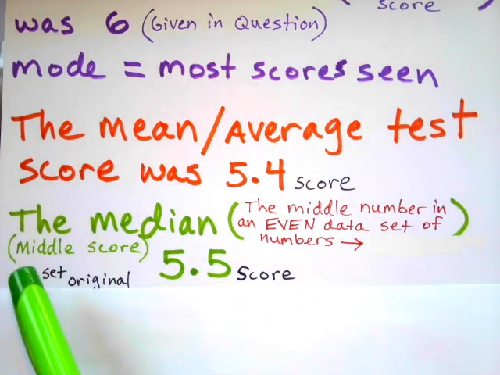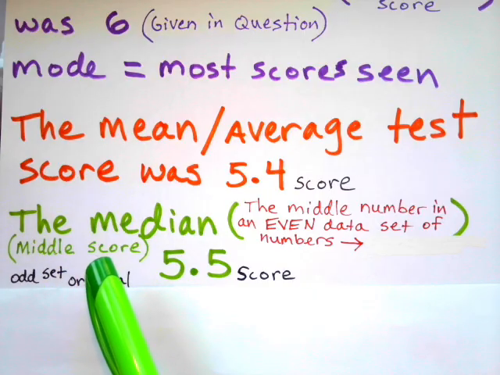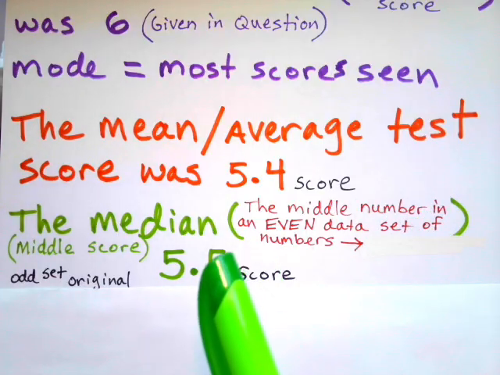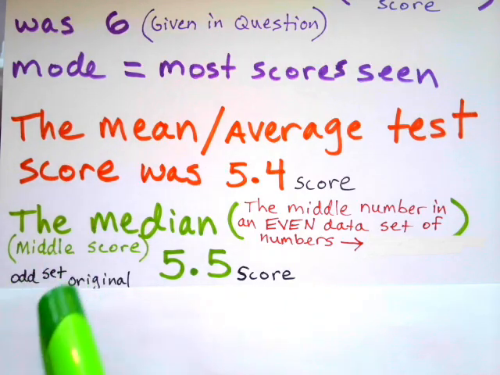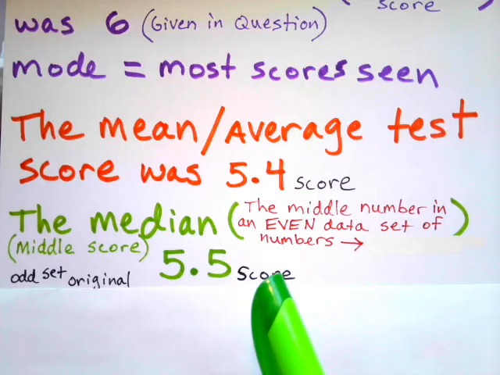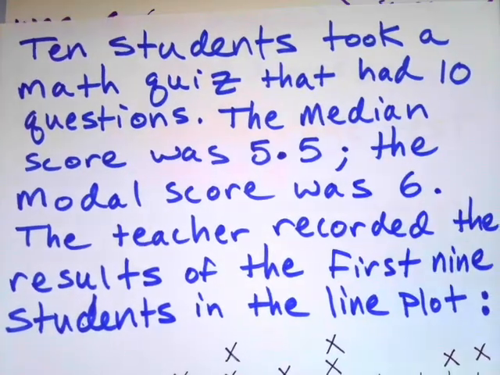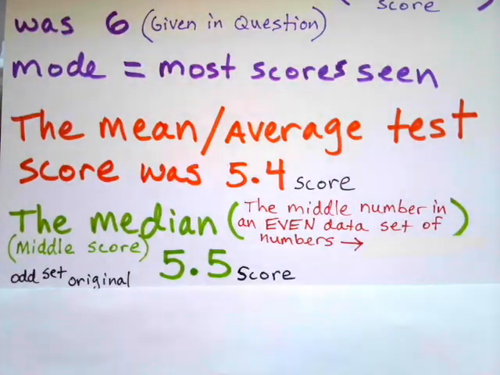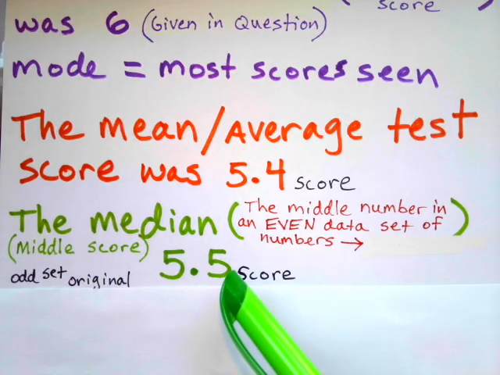The median means the middle score, right? So if you line up 5 values from top to bottom, it would be the middle score. Most often they're labeled left to right, middle score. So it can be kind of tricky, but remember, the median score was 5.5. That was given in the word problem question. So we know the median score or the middle number is 5.5.